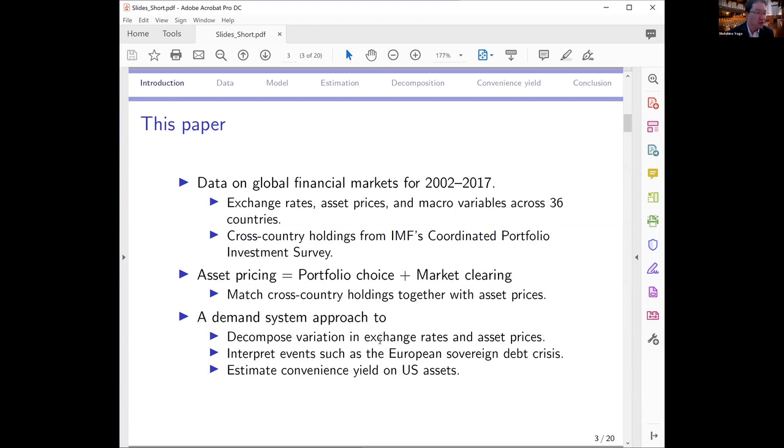We're going to use this demand system to decompose variation in exchange rates and asset prices. We can also use it to do event studies, to study things like the European sovereign debt crisis. And we also have an application where we estimate the convenience yield on US assets.